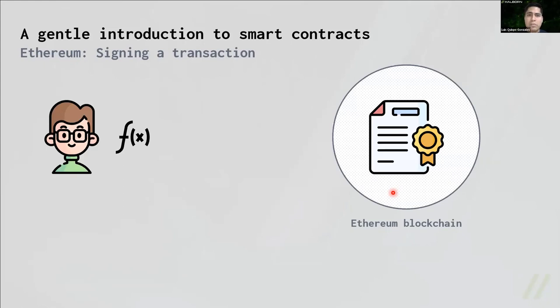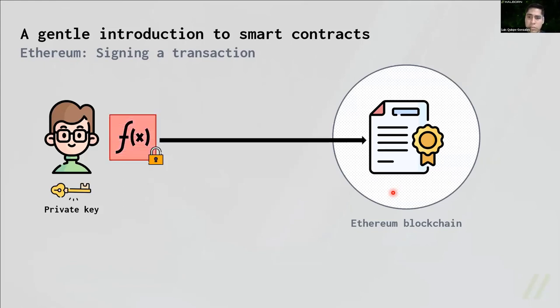Okay, we have a user that wants to call a function from a smart contract. I mean, he wants to transact. And for the user to transact, he has to sign the transaction. Why? It's a way to demonstrate you are the owner of the transaction. So you need a private key. Once you sign the transaction, you send it to the network, the Ethereum blockchain. So participants can decrypt the transaction because there are public keys in the network, because they are public.